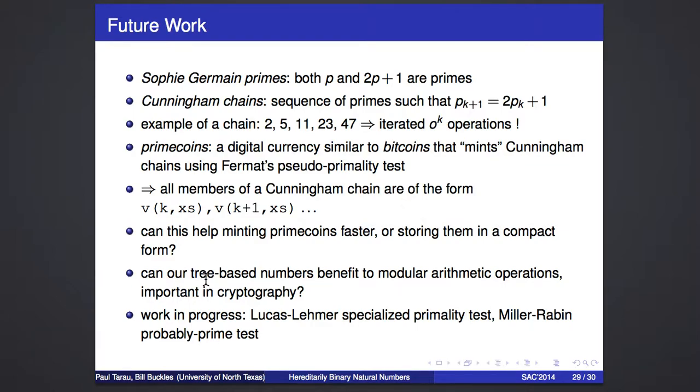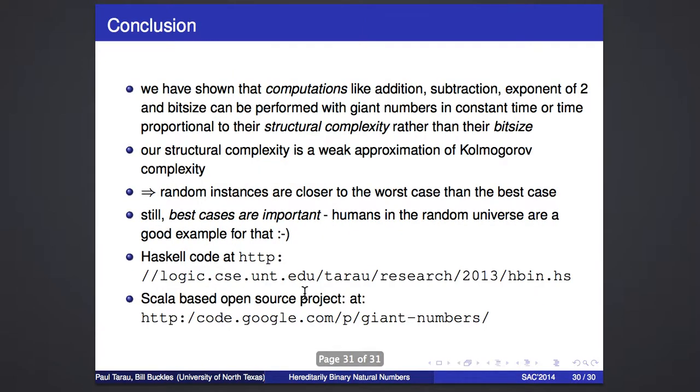Another open question is, can our tree-based numbers benefit modular arithmetic operations important in cryptography? And there is work in progress going on adapting Lucas-Lehmer primality test and the Miller-Rabin probable prime test to our numbers. So in conclusion, we have shown that computations like addition, subtraction, exponent of 2, and bit size can be performed with giant numbers in constant time or time proportional to their representation size or structural complexity rather than their bit size.